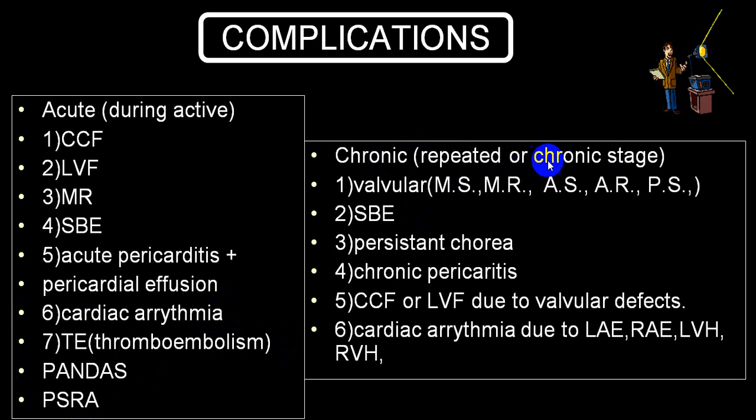repeated stage or chronic stage, mainly valvular heart disease, among that MS and MR are most common. Second common is the aortic valve, that is aortic stenosis, aortic regurgitation. Absolutely rare is pulmonary stenosis and tricuspid valve involvement. Infective endocarditis is very, very common. Persistent chorea is a rare complication. Pericarditis, sorry, spelling is wrong here. Chronic pericarditis is again not very common, rare. Secondary to valvular involvement, you can have congestive heart failure or left ventricular failure. And the person will have a cardiac arrhythmia because of left atrial, right atrial enlargement, etc.